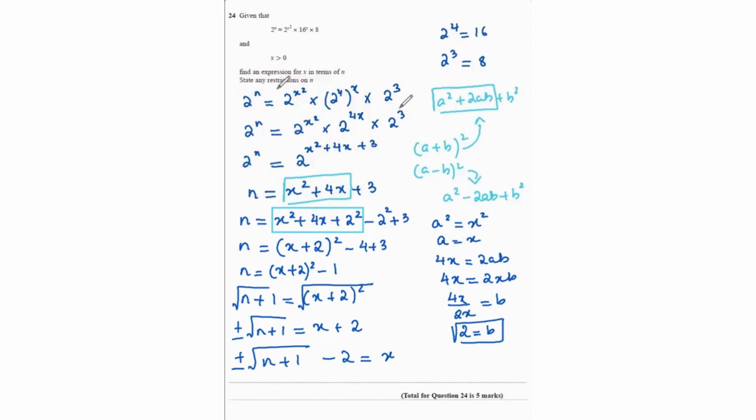So they wanted us to state any restrictions on n. Obviously, n is in the square root. So we know that the value under the square root cannot be less than 0. Keeping that in mind, n plus 1 has to be greater than or equal to 0. So n has to be greater than or equal to negative 1. That is your restriction. So our expression is, let me just highlight that. This is our final expression, and this is our restriction. So that's your complete answer.